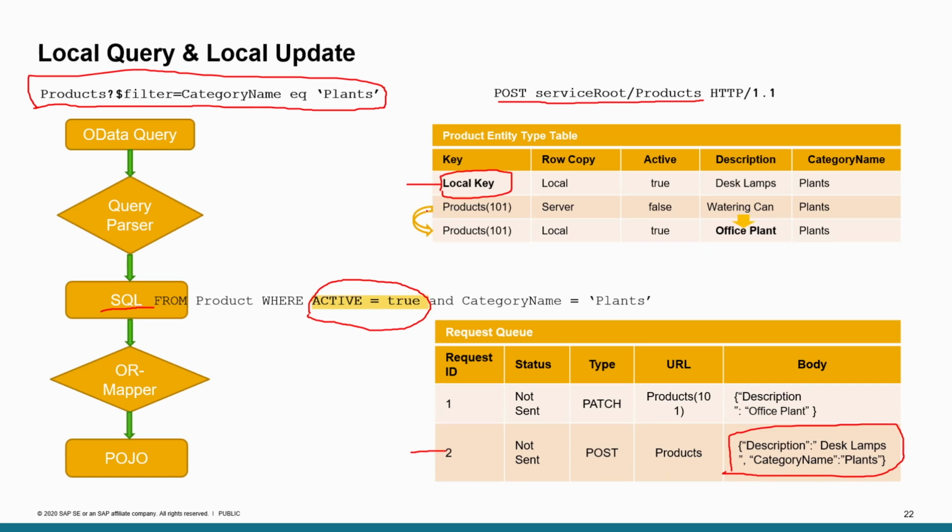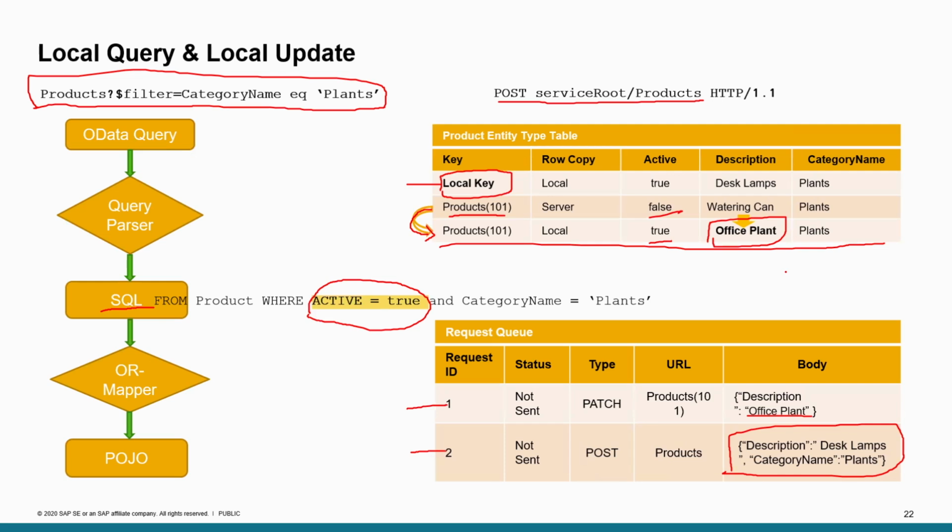When updating, we also create a row in the request queue table, but on the entity table we do this: we copy the original server row to a local row, and then we mark the active flag of the original server row to false and the local row to true. In this case, if you query our SDK, we will give back this local row, not the server row. And of course, we will also update the columns that you want to update. In this example, you want to update the description column, so we update this column.